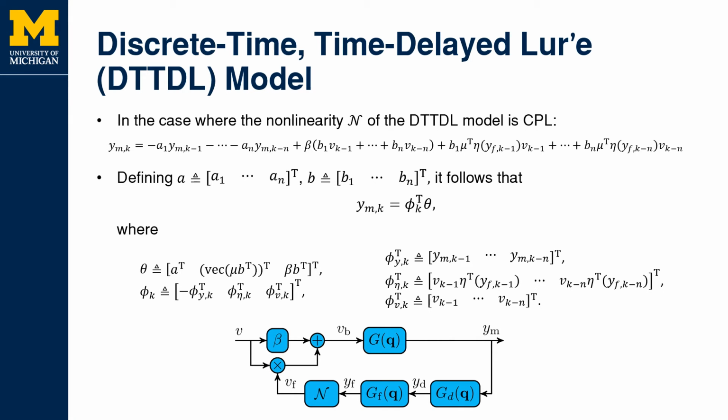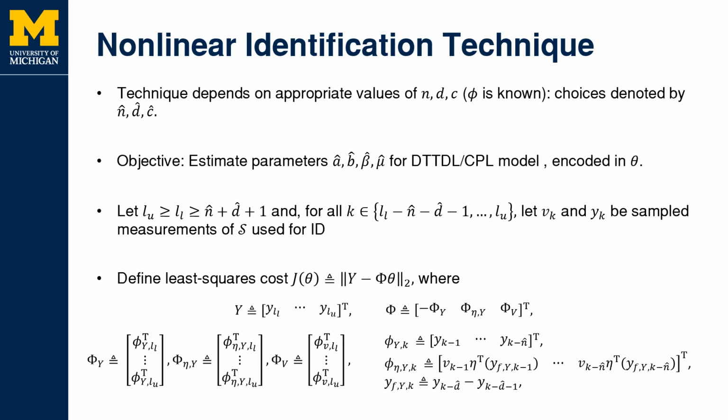In the case where the nonlinearity N of the DTTDL is CPL, the model output can be represented as the dot product of parameter vector theta and measurement vector phi. The technique depends on choosing values for order n, delay d, and partition vector c, such that phi is known. Hence, the objective is to estimate parameters encoded in theta.